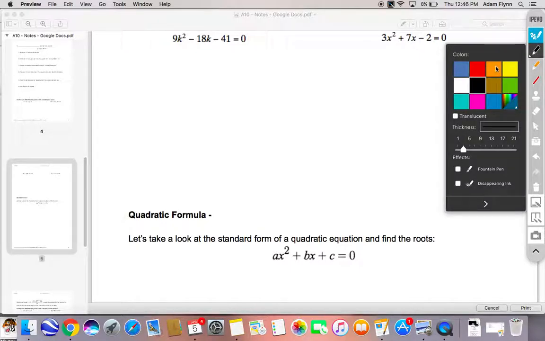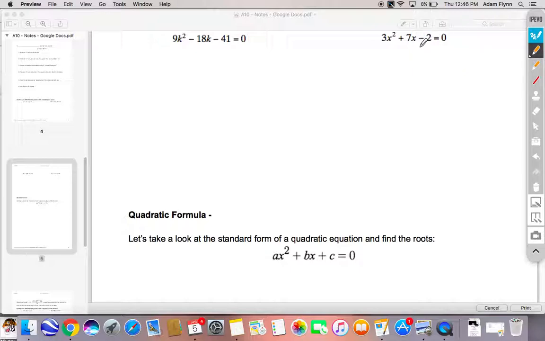Okay, one last example. So, just like I have been doing, I'll add 2 to both sides. Twos cancel. I'm left with 3x squared plus 7x equals positive 2. So my a term is something other than 1. It is 3, so I'll divide everything by 3.